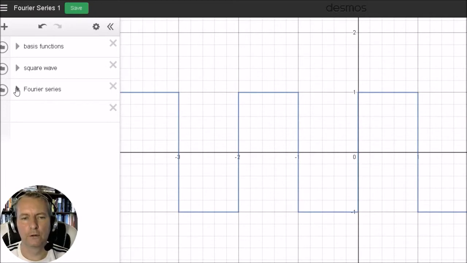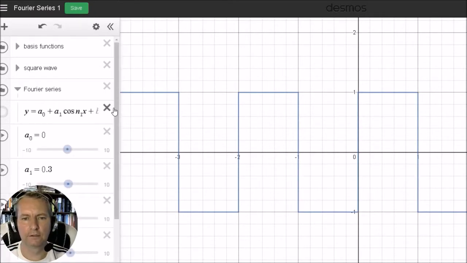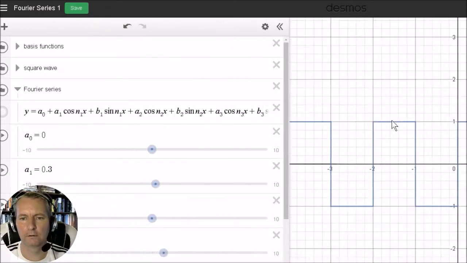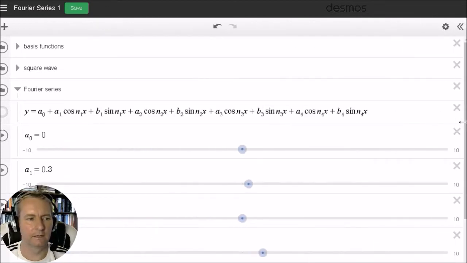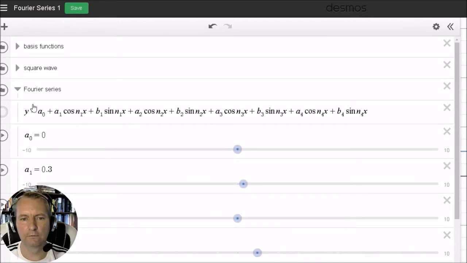So I've actually drawn out the Fourier series. You click on the Fourier series there, I'll let you see, and I've picked out the first 5 terms. You can see here we've got an A0, and we've got our A1, B1, A2, B2, A3, B3, A4 and B4, and we've got our N1, N2, N3 and N4.